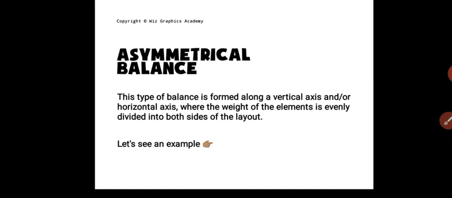Now, asymmetrical balance. This type of balance is formed along a vertical axis or horizontal axis, where the width of the element is evenly divided into both sides of the layout. Don't worry, sorry for the long grammar. I'm going to show you examples and break it down for you. So let's see an example.